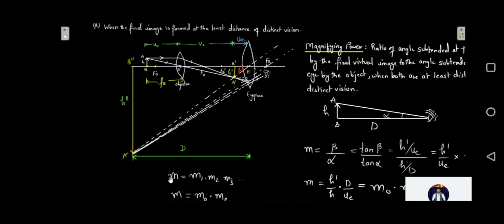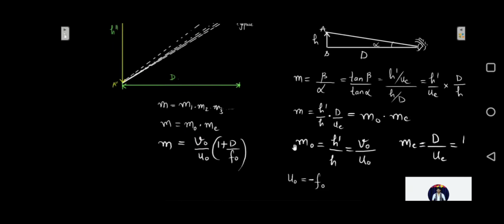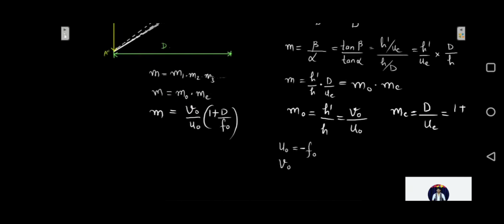What is the tube length? The distance between the two lenses, the objective and the eyepiece, is the tube length. That is this distance between O and E. So the image distance, that is v naught, can be considered as the tube length of this microscope, that is the distance between the objective and the eyepiece. So I can consider that v naught is going to be equal to L.